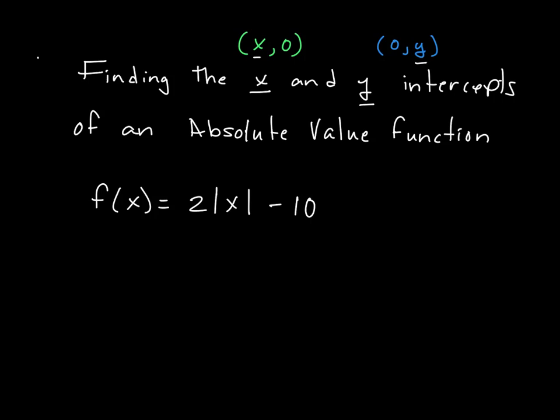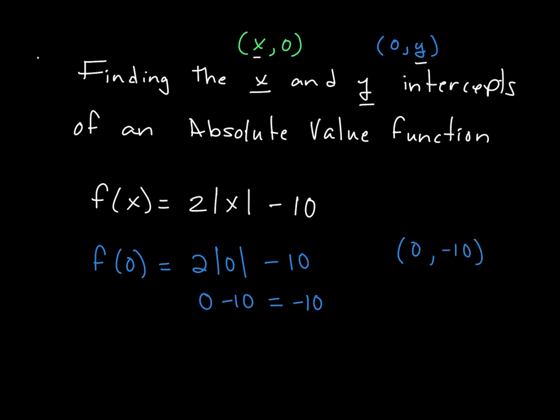So in function notation, what that means is I want to find out what happens with f of 0, which means I just plug in 0 everywhere I have x. So 2 times the absolute value of 0, the absolute value of 0 is 0, times 2, so that's 0. Lots of zeros in that one. So that's just going to be 0 minus 10, or equal to negative 10. Now if I write that as a point, my x value is 0 and my y value is negative 10. So that will be 1 point on the graph.